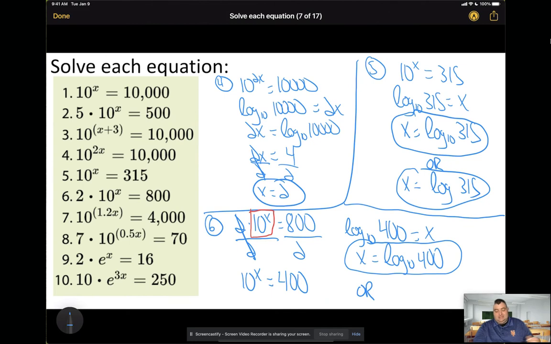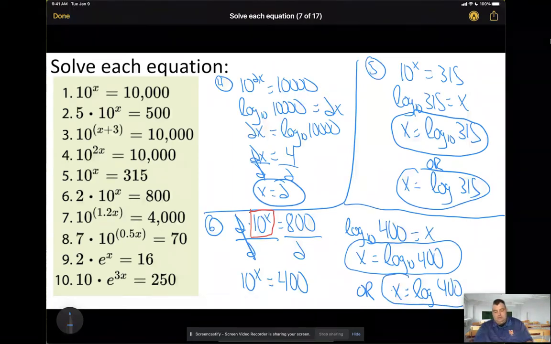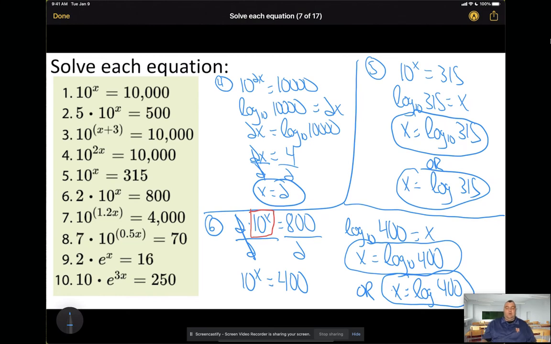Or, again, since the base is 10, I could say x equals log 400. It means the exact same thing. So I can say either one of those two things, and that would be considered a correct answer. All right, so that's number 6.